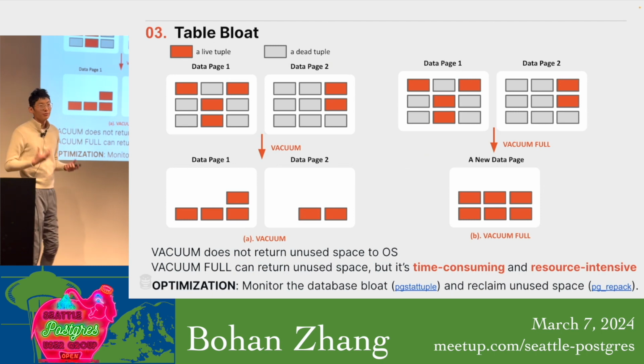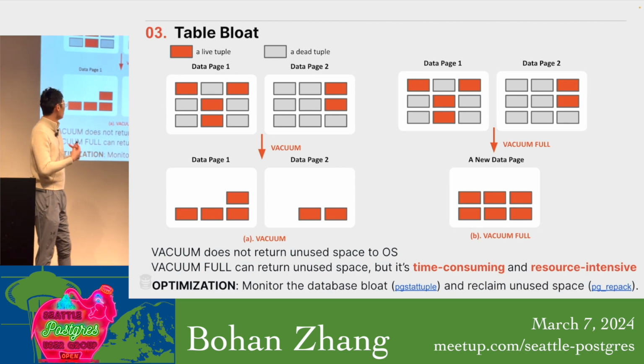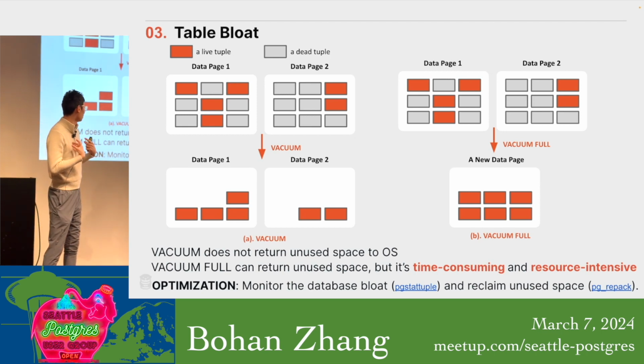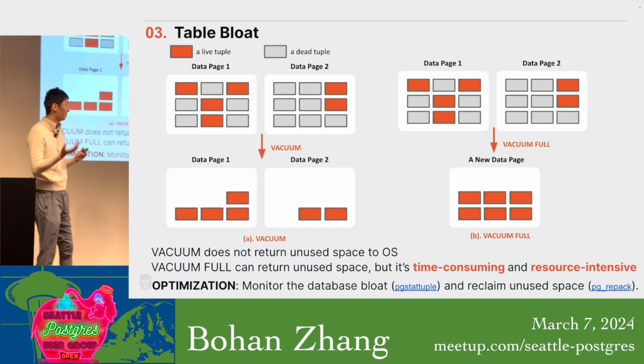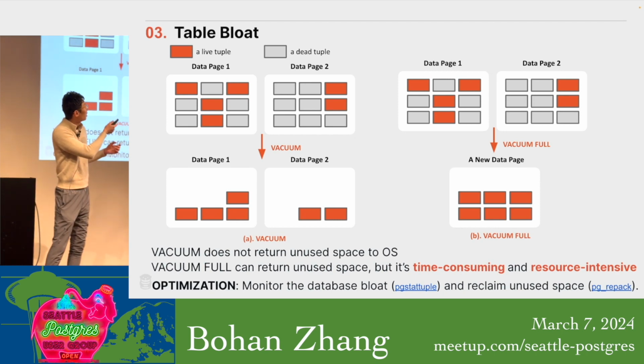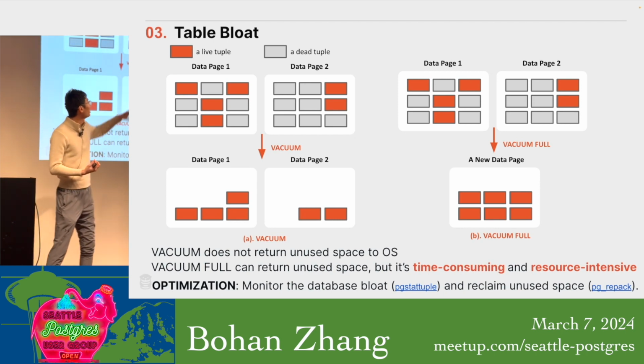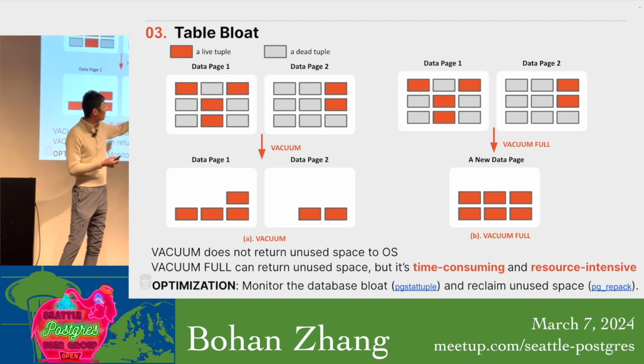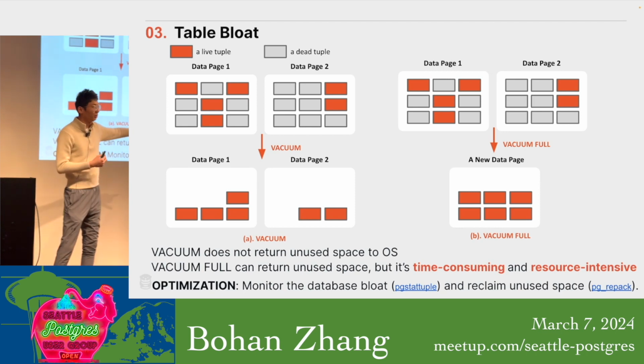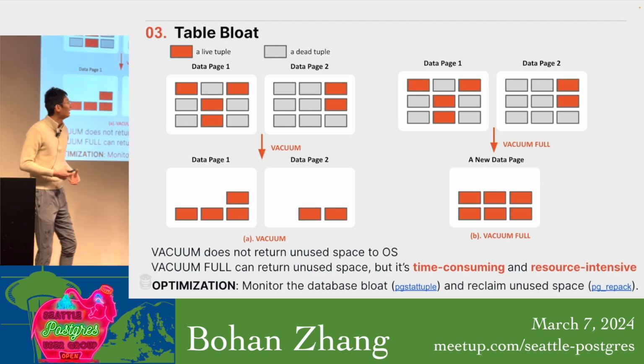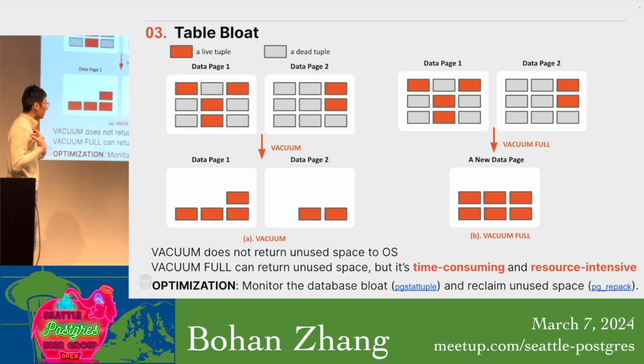Instead, we can use vacuum full. This command will not only remove dead tuples, but it will also return unused space to the operating system. In this way, it will create a new data page, take the live tuples in data page 1 and data page 2, write them to the new data page, and remove the original data page 1 and data page 2. In this way, it can return unused space to the operating system. But the thing is that it's very time-consuming and resource-intensive.